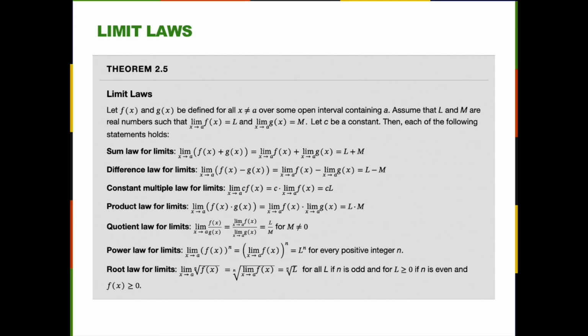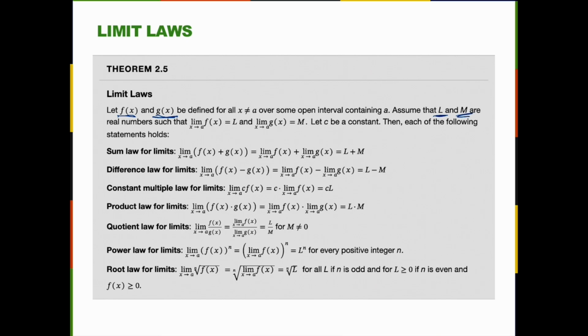So now that we've looked at what we need to understand in order to get through these limit laws, let's take a look at these limit laws here. Let's first understand what all of these letters and symbols mean. f of x and g of x are functions, and they're going to be defined for all x not equal to a on some open interval that contains a. In other words, we're not going to make the assumption that the function is defined at a when we're trying to approach a, but everything close to it will be defined.